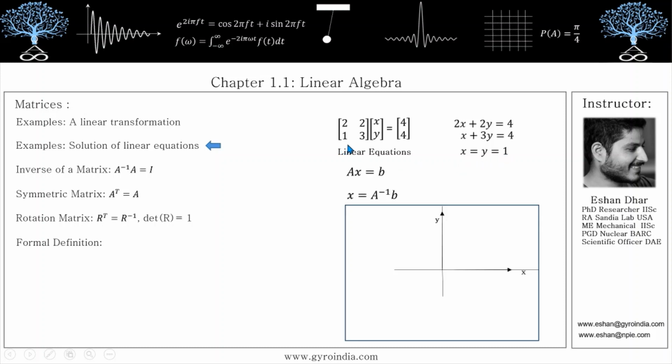In matrix notation, the same can be written, and we find the solution by multiplying both sides by the inverse of this transformation matrix. If we see this problem geometrically, we observe that these two equations are nothing but equations of a line in two-dimensional space, and the solution to this set is just the intersection.